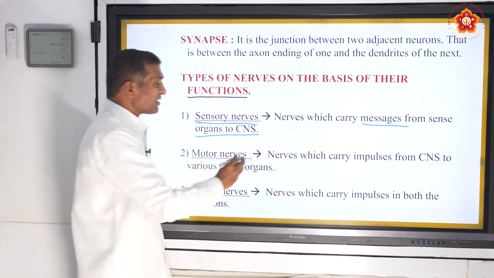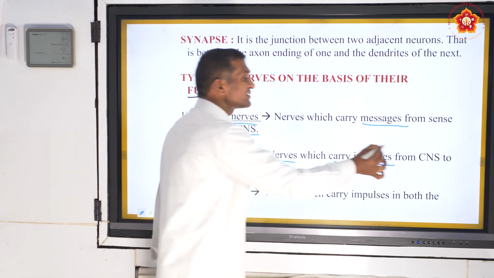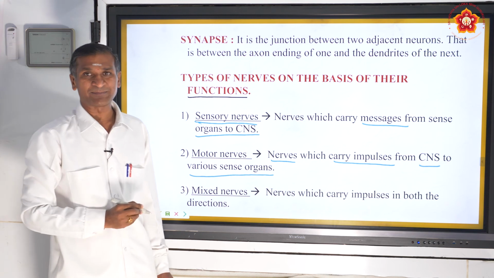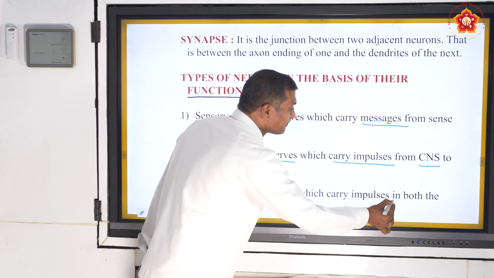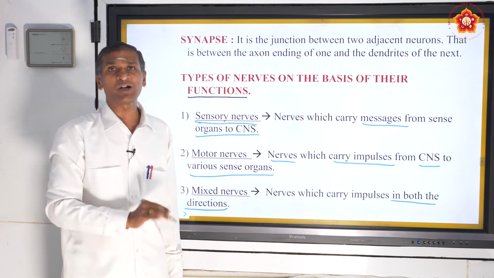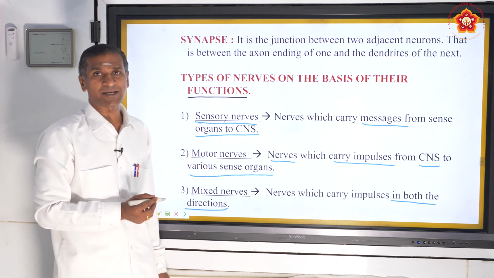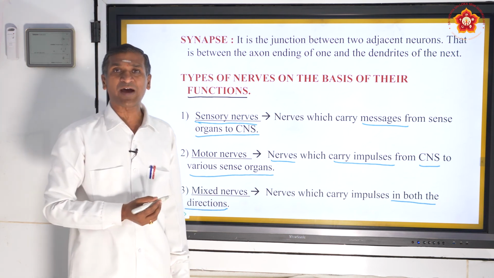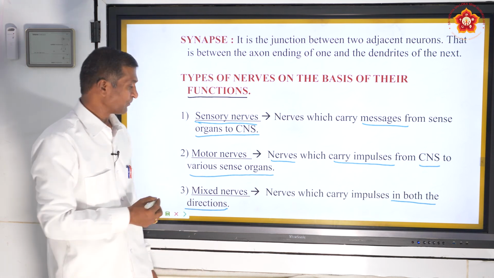Motor nerves, the nerves which carry the impulses from where? From CNS to various organs of the body. Mixed nerves, the nerves which carry impulses in both the directions. What does it mean? Stimulations are carried by the same nerves. Even the responses are carried by the same nerves. Such nerves are called mixed nerves. And these mixed nerves are found only in the spinal cord, which we will discuss further.